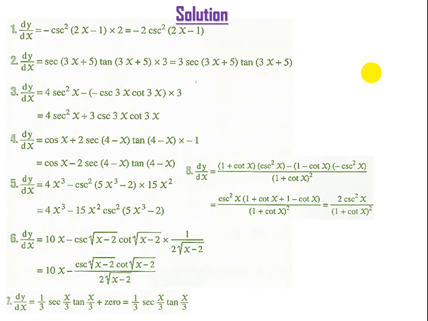After taking cosec squared x as a common factor, the remainder is 1 plus cotan x plus 1 minus cotan x. So the answer is 2 cosec squared x over (1 plus cotan x) all power 2.